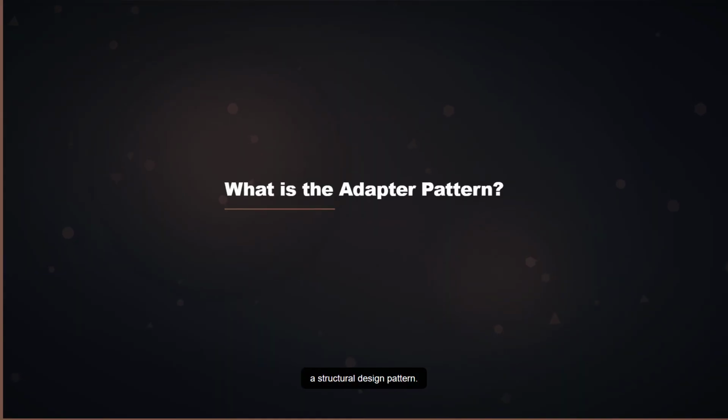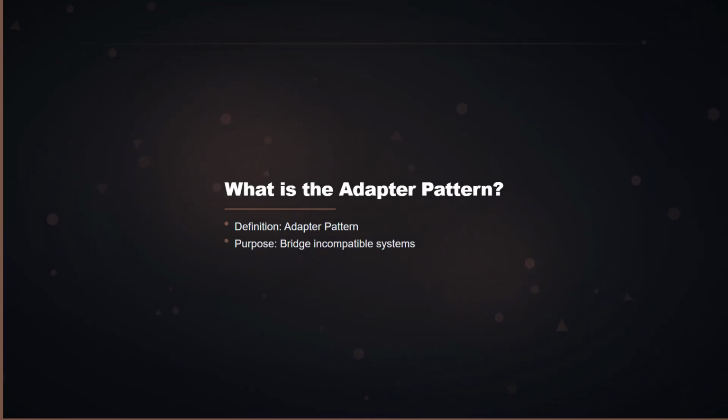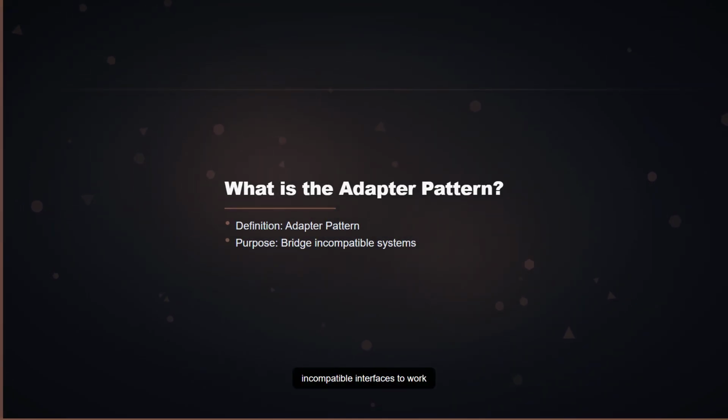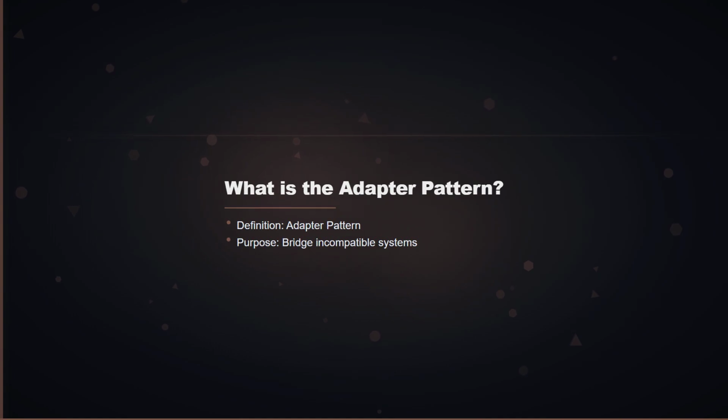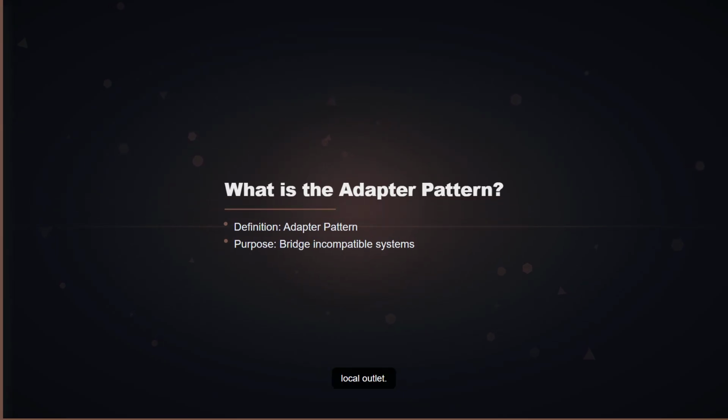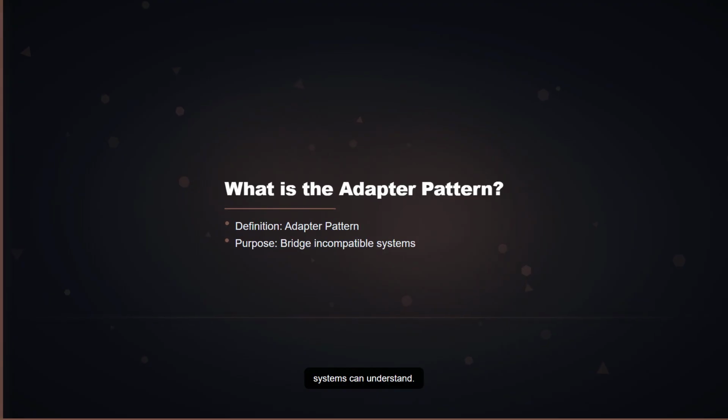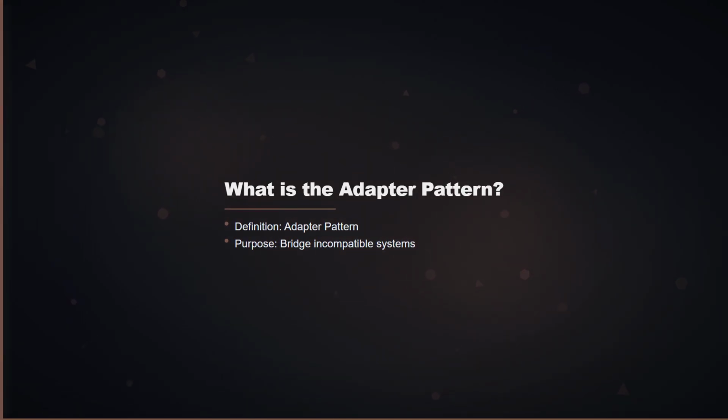The adapter pattern is a structural design pattern. It allows objects with incompatible interfaces to work together. Think of it like a power adapter that lets you plug a foreign device into a local outlet. The pattern creates a new interface that both systems can understand. This way, you can use the legacy system with modern services without changing its core.